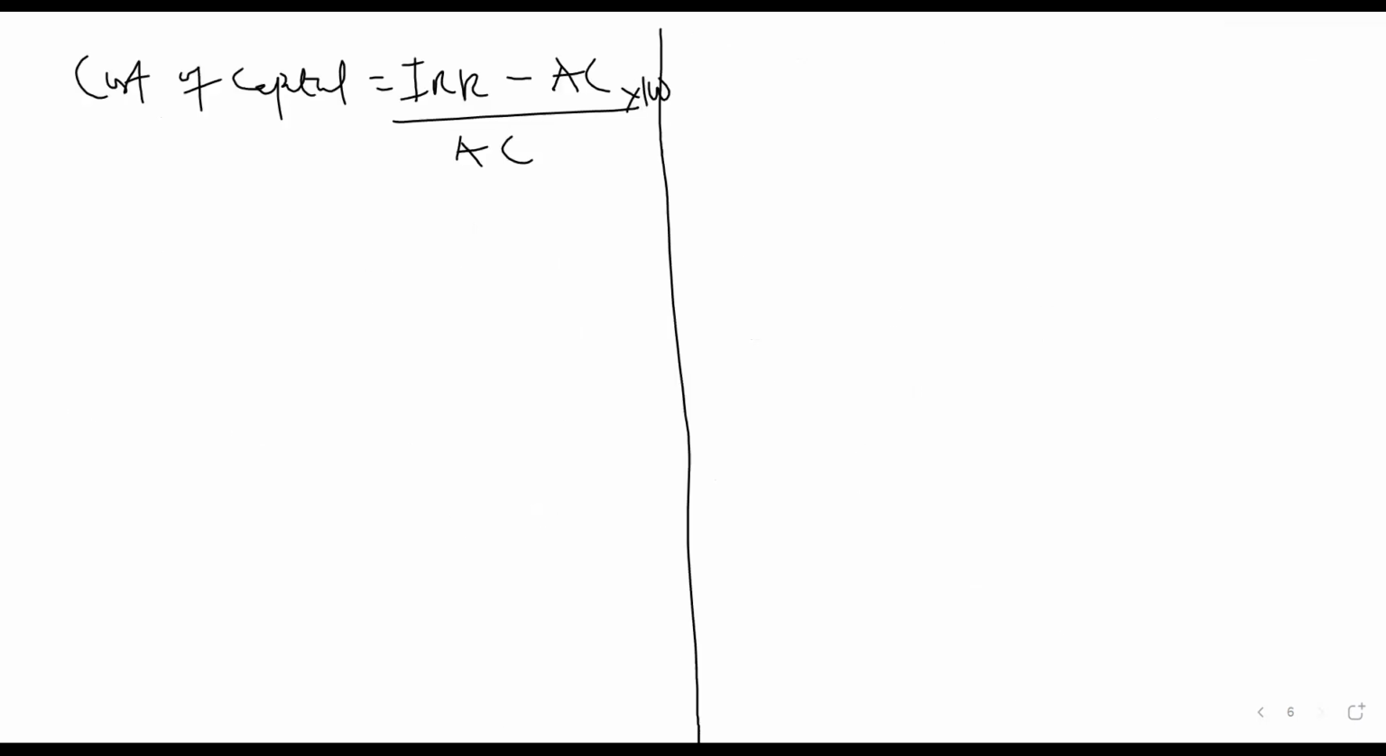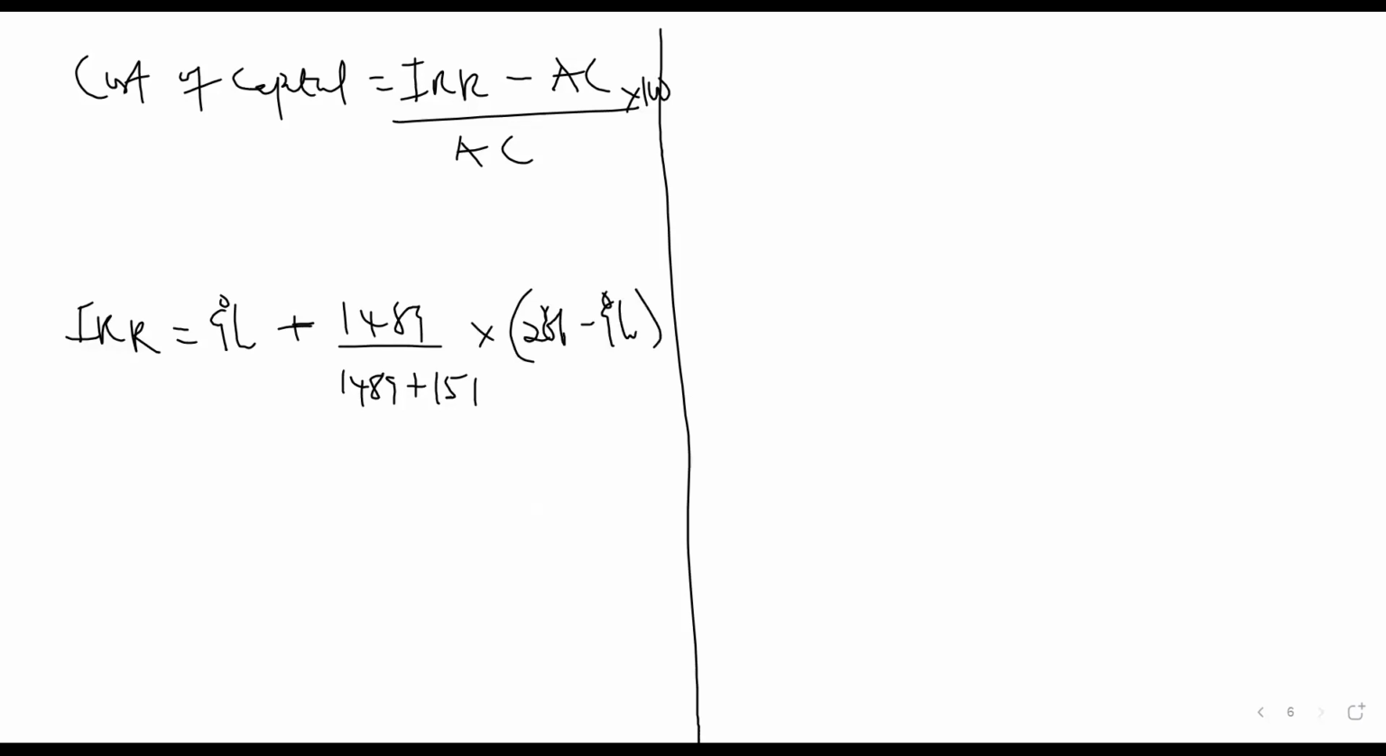Okay, so we can then use the internal rate of return formula to have the lowest rate of 9% plus 1489 divided by 1489 plus 151 times 20% minus the 9%. Okay, so we can say we have the 9% plus 1489 over 1640 times 11%.